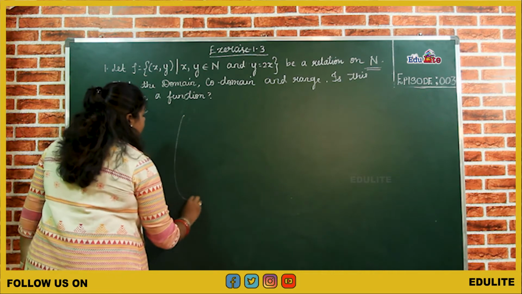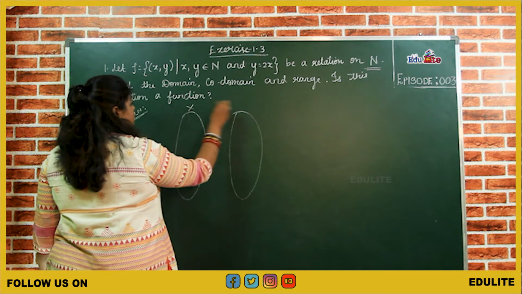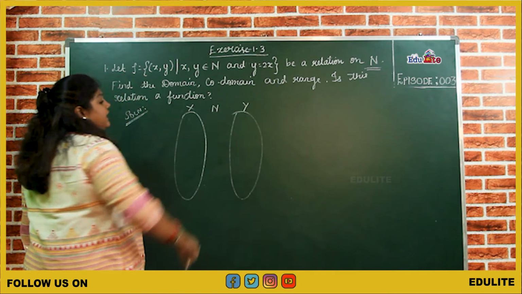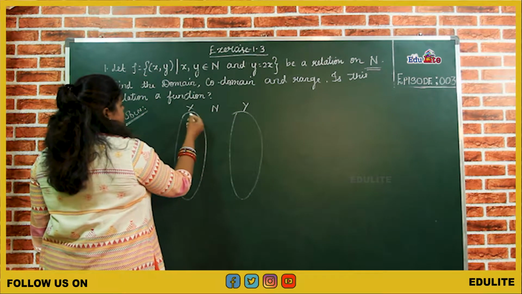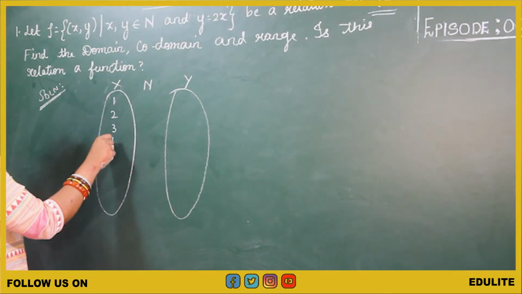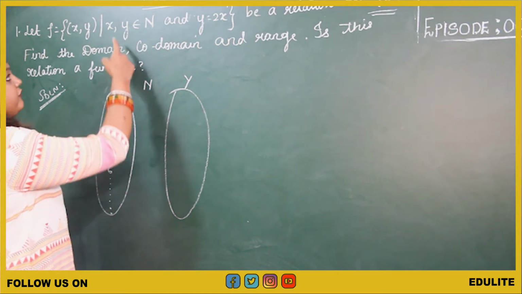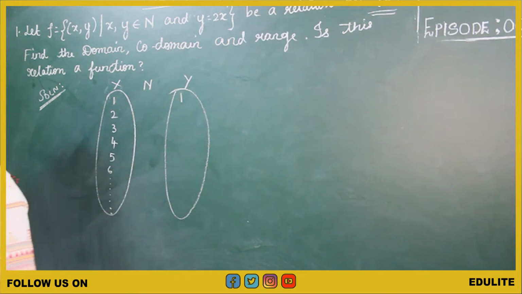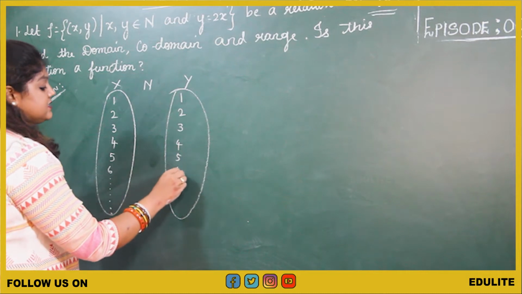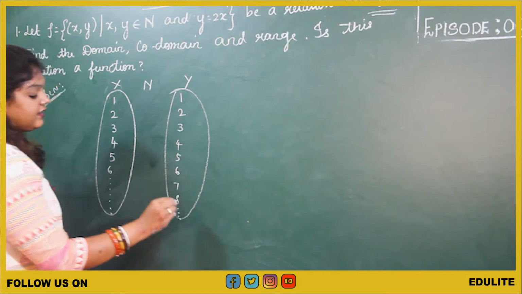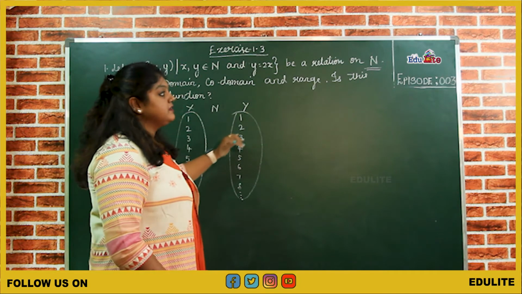We will represent it in an arrow diagram. So this is x, y. This is a relation on N, and x and y belong to natural numbers. So natural numbers start with 1, 1, 2, 3, 4, 5, 6, etc. It goes on. And similarly for y also, it starts with 1 because it is a natural number. 1, 2, 3, 4, 5, 6, 7, 8, etc. It goes on.